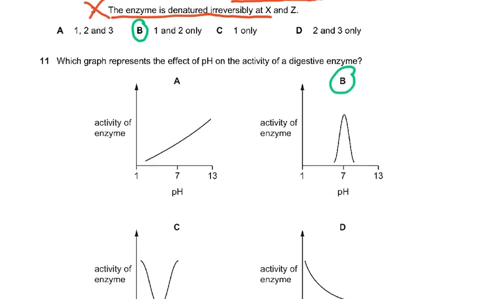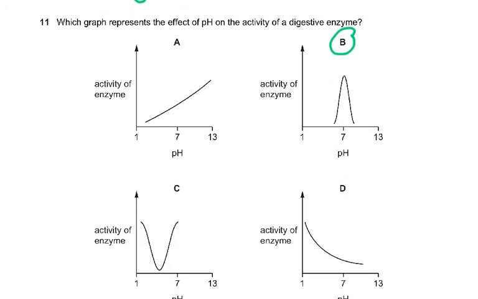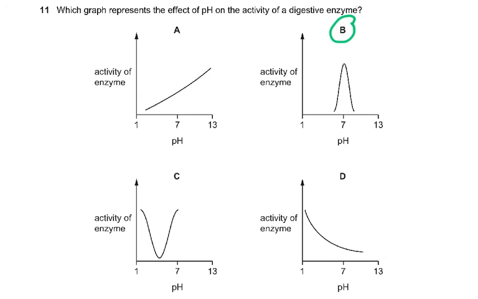Then coming to question number 11. Now, which graph represents the effect of pH on the activity of a digestive enzyme? You know, it's a very narrow pH. It couldn't have been this because as the pH changes, the enzyme is affected. So you get a typical graph like that, which is also sort of the same graph for temperature, but this is a very narrow range.